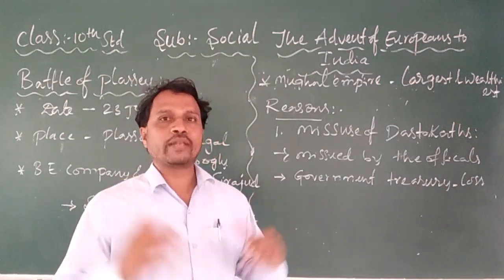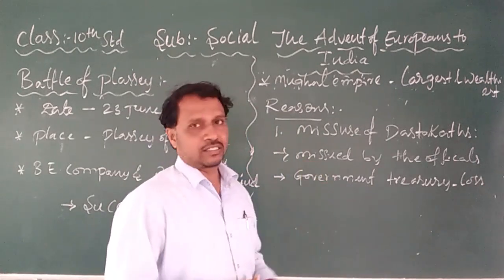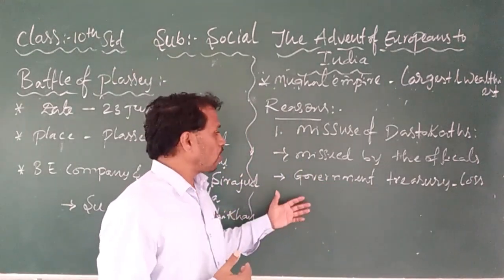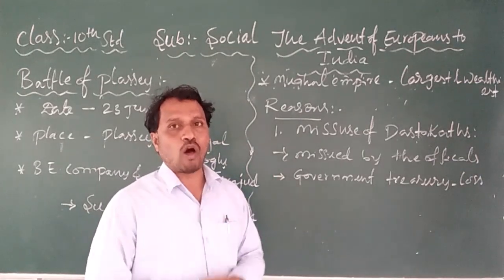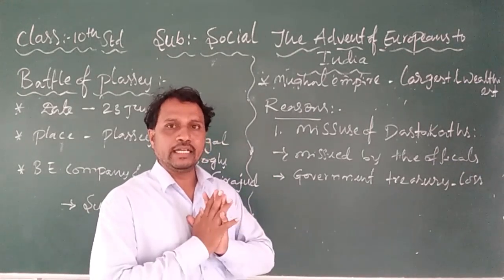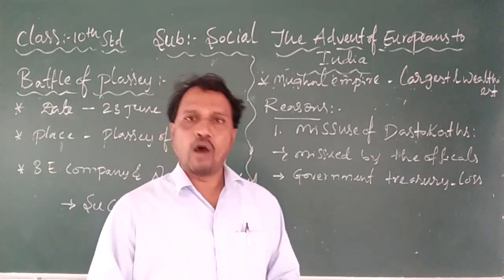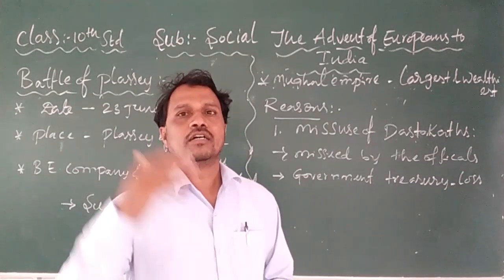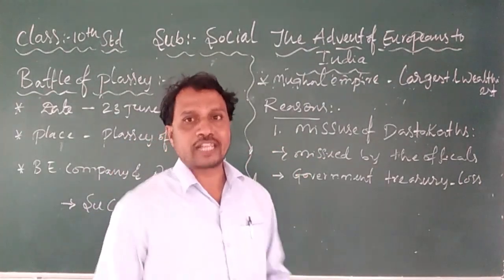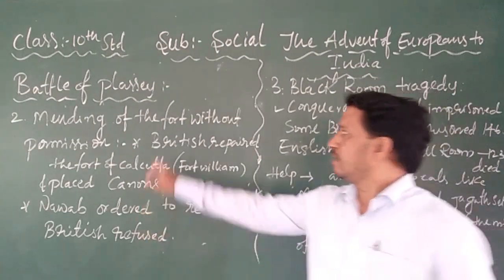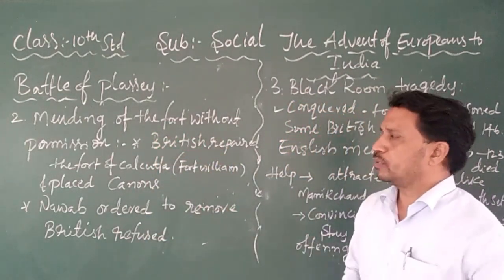So when the British people misused the dastaks, what happened? It caused a complete loss to the treasury. The government's treasury was completely depleted. So it angered the Nawab of Bengal and started the Battle of Plassey. This is the first reason, misuse of dastaks. The second one is mending of the port without permission.